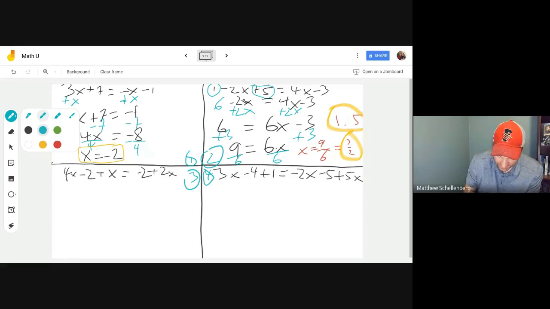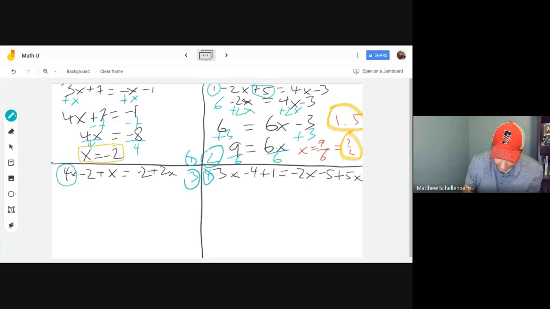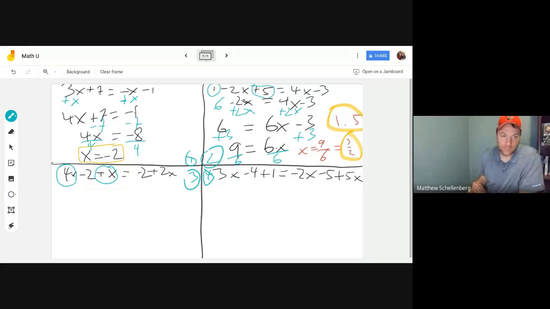So here again, we have some like terms. This 4x and this plus x can go together. Remember that plus belongs to whatever follows it. The sign always belongs to the number or variable that follows it. So those together would be 5x. And the rest stays the same.